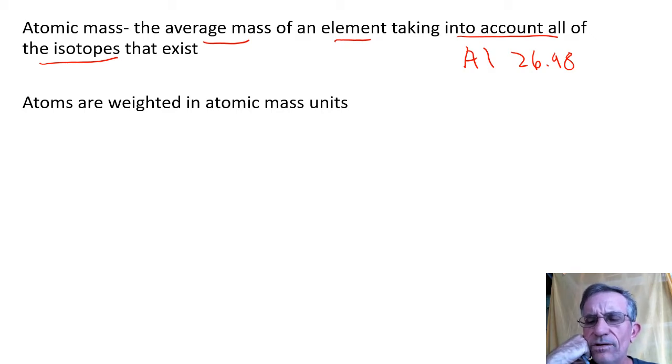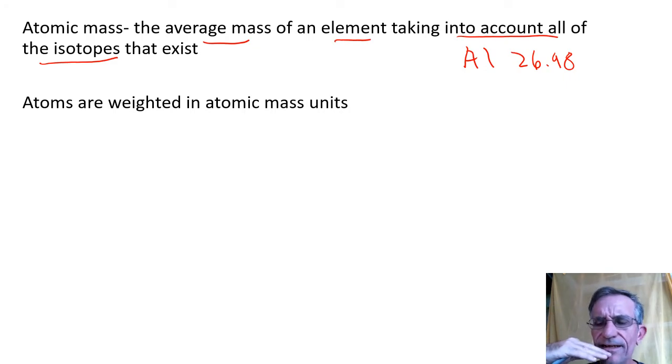Now, what do I mean by the word isotope again? Hopefully that rings a bell. An isotope is just two forms of the same element. They have a different mass number, so they have a different number of neutrons. You could say it that way too. So when we find the weight, we're going to take into account that there's more than one kind of aluminum atom in the world. Now, how do we do that? Well, it's a little calculation. I'm going to go over it in just a minute.